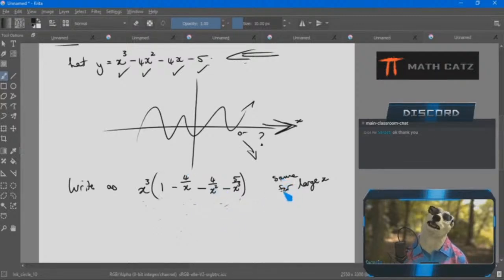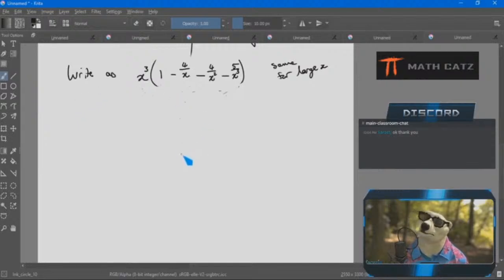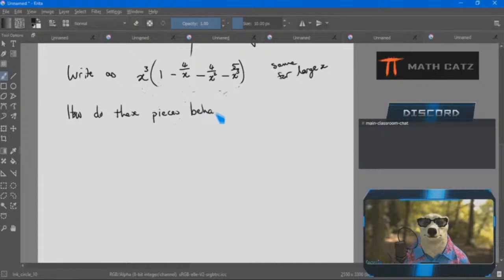Okay. So for large values of x, this function version is equivalent. So now the question is, what happens to the pieces as x gets really big? And the first one is a slower discussion. Once we get the hang of it, it's going to speed up a lot. So now the question is, how do these, I'll call them pieces, that make up this function behave as x gets large?